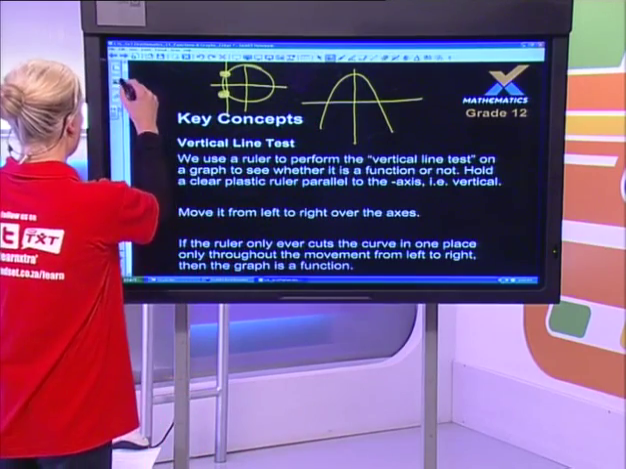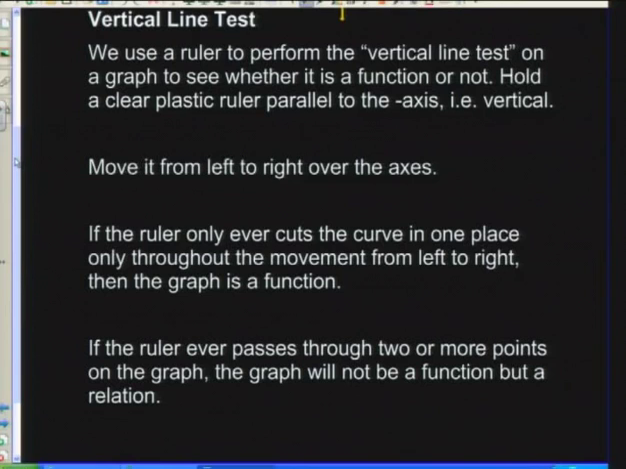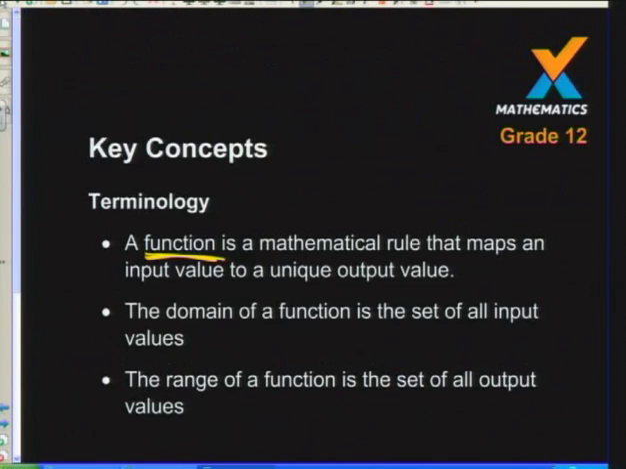Right, so here are the notes, and if you downloaded the notes, you'll have them. We use a ruler to perform the vertical line test on a graph to see whether it's a function or not. Hold a clear plastic ruler parallel to the y-axis, in other words, vertical. Move it from left to right over the axis. If the ruler only ever cuts the curve in one place throughout the movement from left to right, then the graph is a function. Right, so that's very, very important.